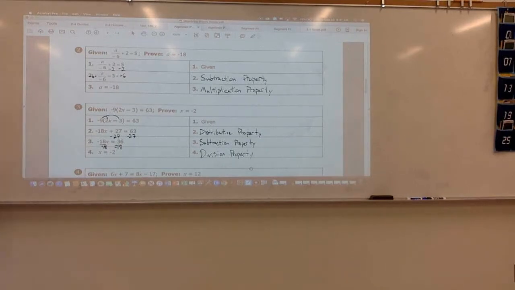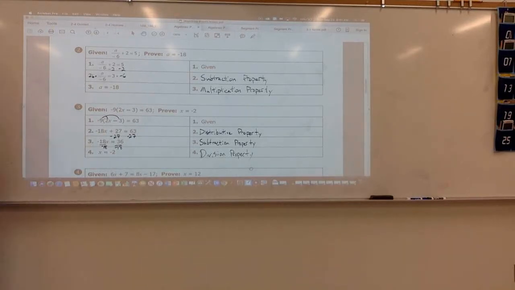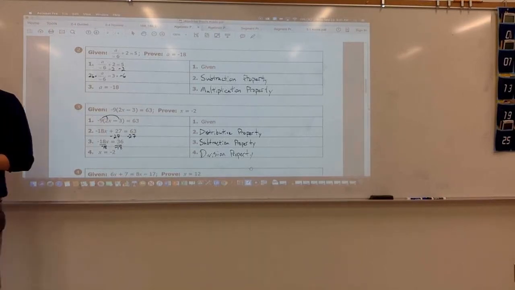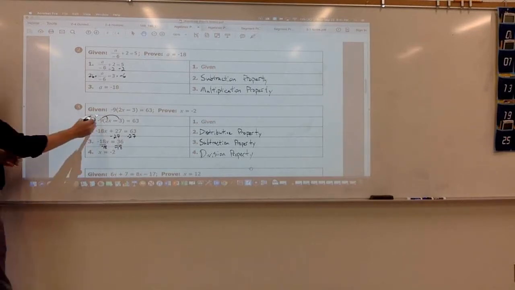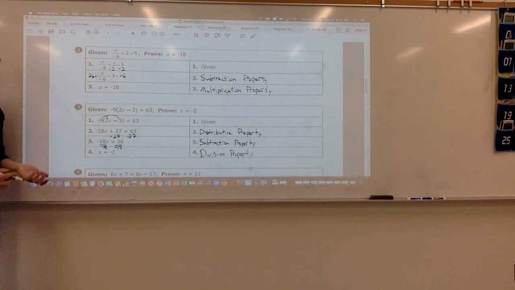Now I'm guessing some of you were tempted to put multiplication, because we are actually multiplying. But those first 4, the addition property, subtraction, multiplication, division, those are only when I'm doing the same thing to both sides of the equation. Right here, all I'm doing is distributing this -9 through. So that would be the distributive property.